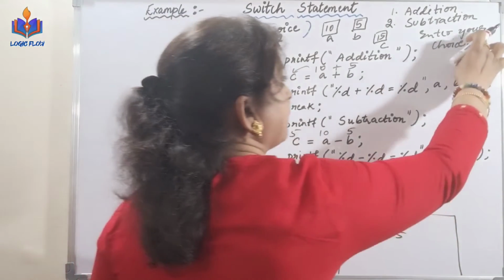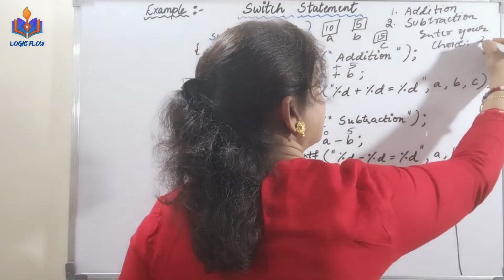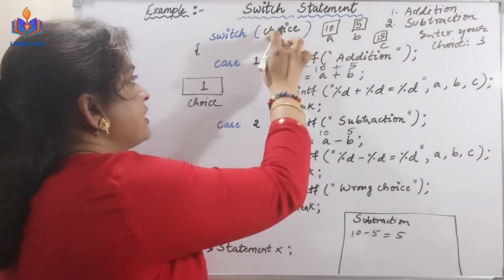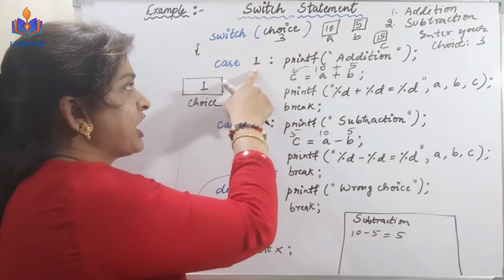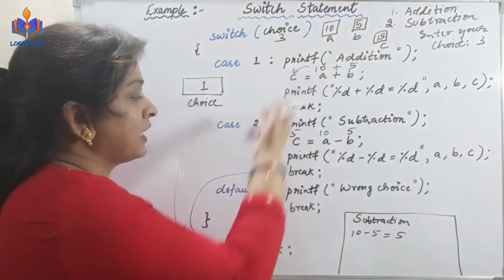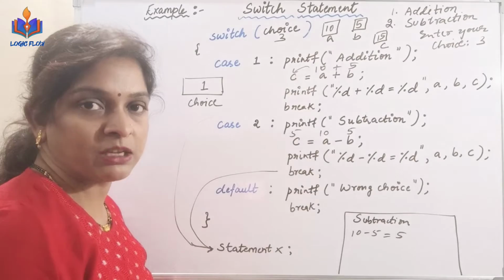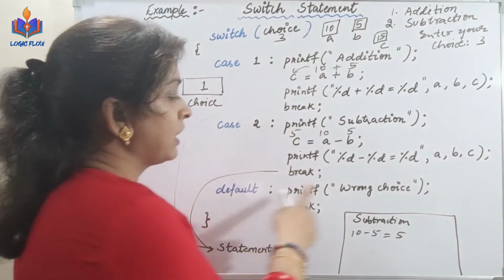Then let me give the choice as 3. So the choice will be 3 here. Switch on 3. 3 is not matching with case 1. It is not matching with case 2. Then none of the case values get matched. Then the default statement, I'll get a message.